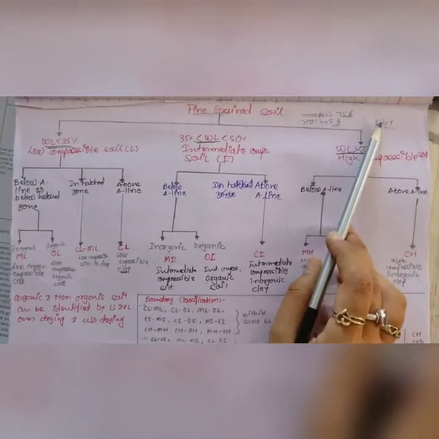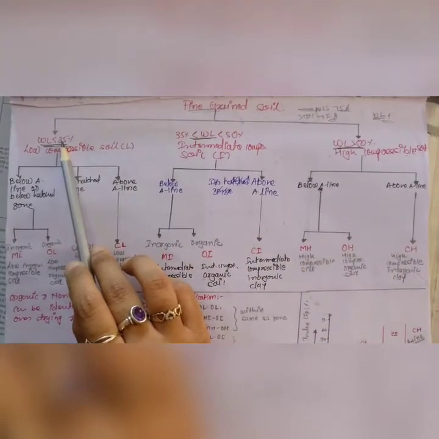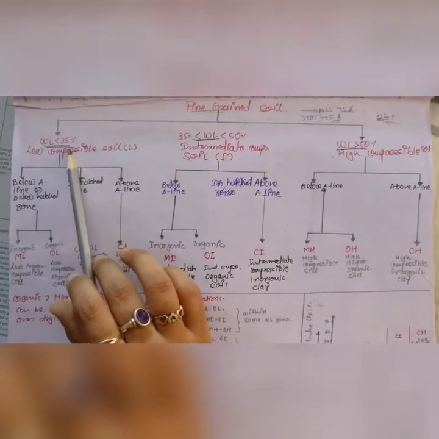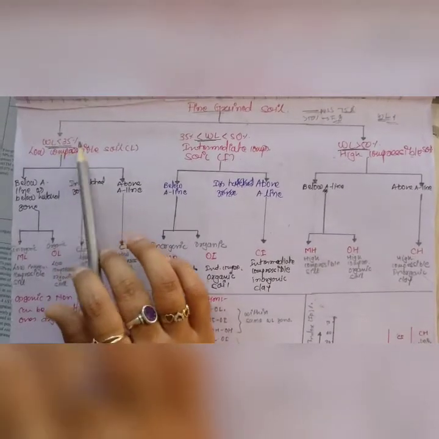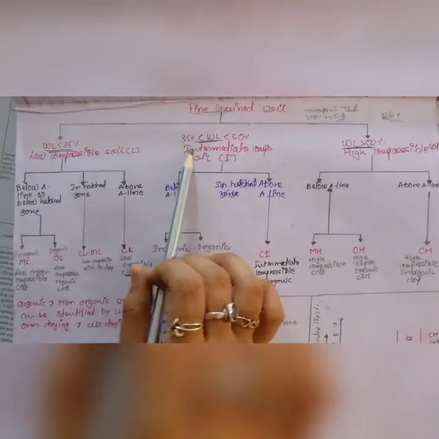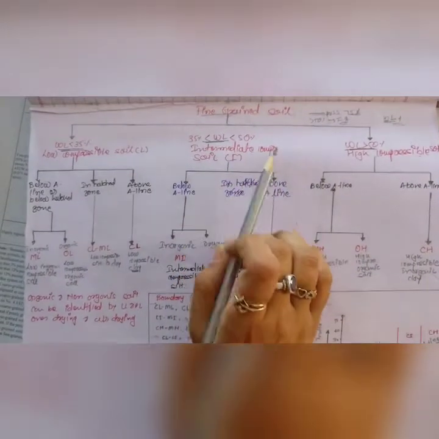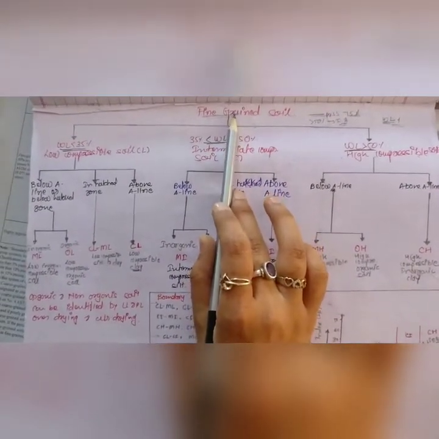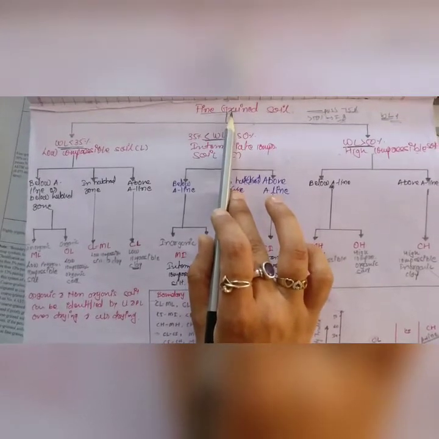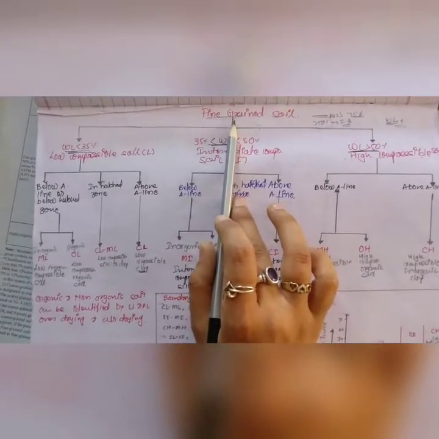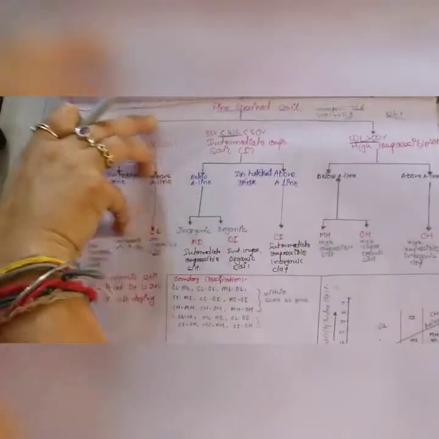After that, one has to check whether the soil is intermediate, low compressible, or highly compressible depending upon the plasticity chart. Remember one thing: fine grained soil can only be classified by using the plasticity chart. So that we are going to discuss here.